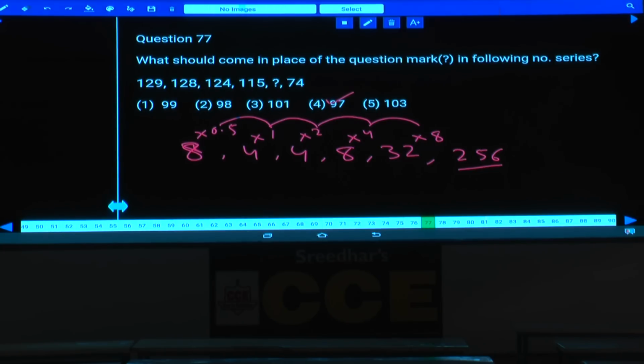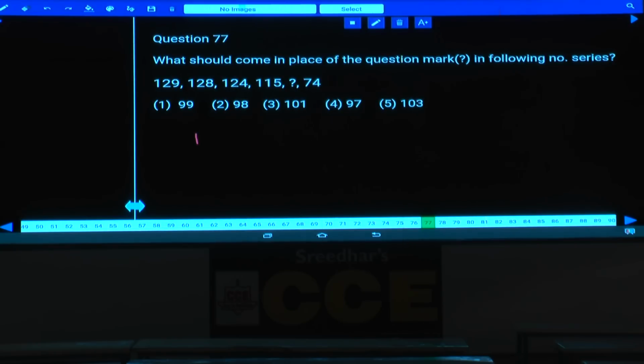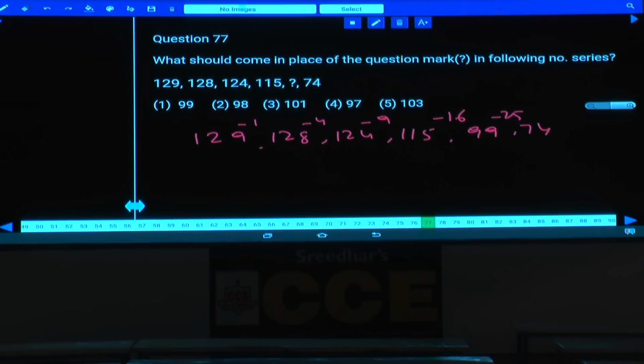Then question number 77: 129, 128 and so on. Tell me what is the difference between these, 129 and 128. 129 minus 1 is 128 and 128 minus 4 is 124 and 124 minus 9 is how much? 115. Next one minus 16. 115 minus 16 is how much? 99. And 99 minus 25, that is 74 is the answer. Then what is the number here? Choice 1. Minus 1 square, minus 2 square, minus 3 square, minus 4 square, minus 5 square.